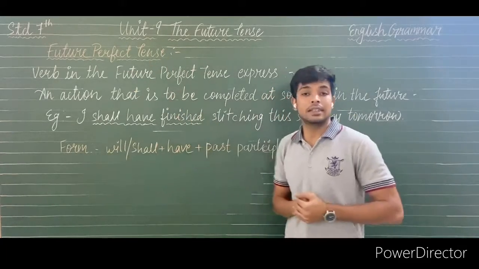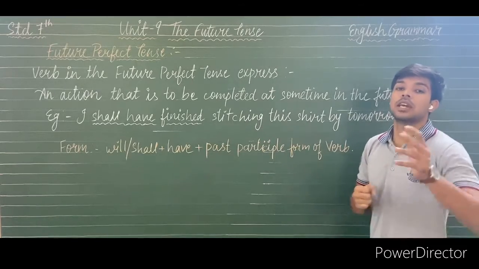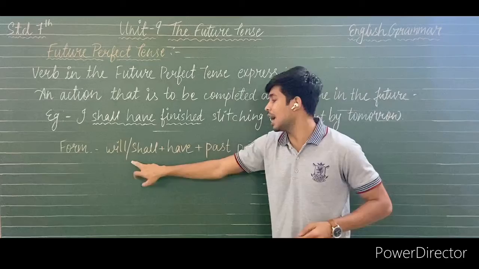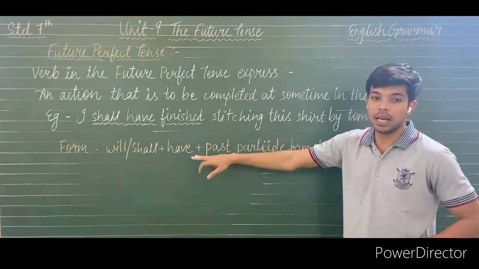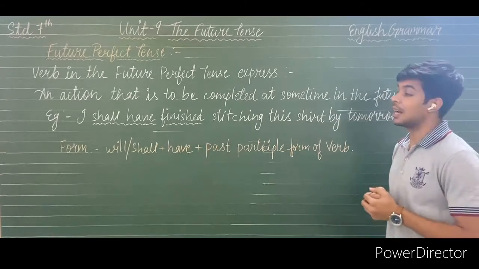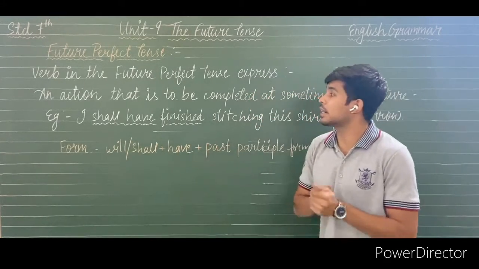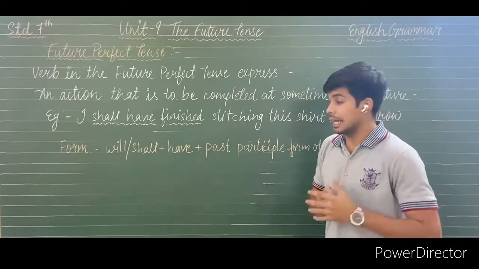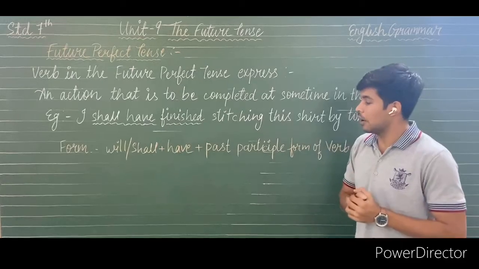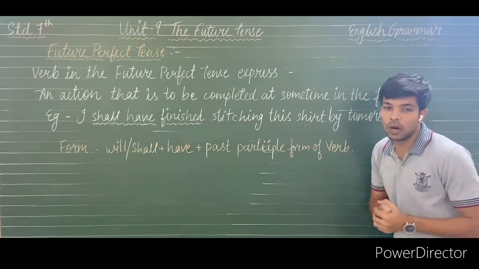future perfect tense. The basic formula to make a sentence in the future perfect tense is will or shall plus have plus the past participle form of the verb. I'll repeat again. To make a sentence of the future perfect tense, the basic formula is will or shall plus have plus the past participle form of the verb.